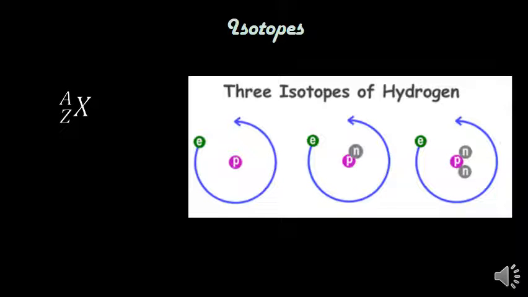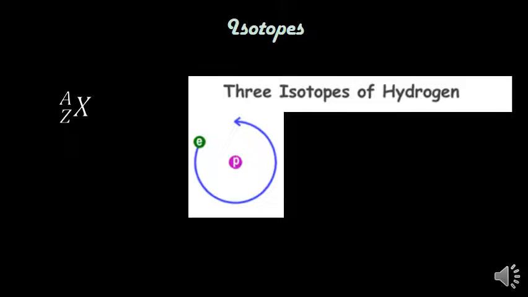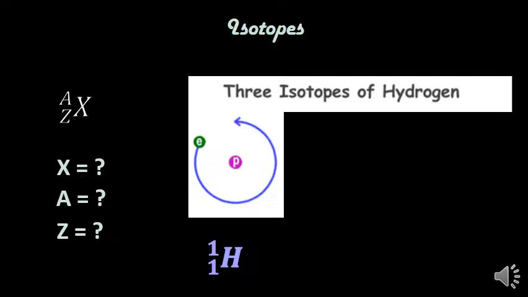Taking a look again at these 3 isotopes of hydrogen, we're just going to focus on this first one. So what would X be? Well, X is hydrogen, it's just H. A is the atomic mass. Well, that's 1. Hydrogen weighs 1 because it has 1 proton. And Z then equals 1. Number of protons is 1.